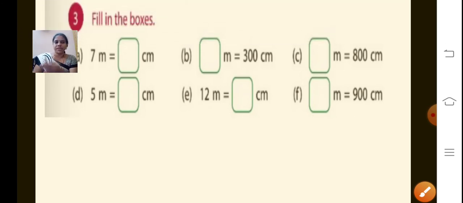And F sum. We have finished. 9 meter is equal to 900 centimeter. To convert centimeter to meter, divide by 100.